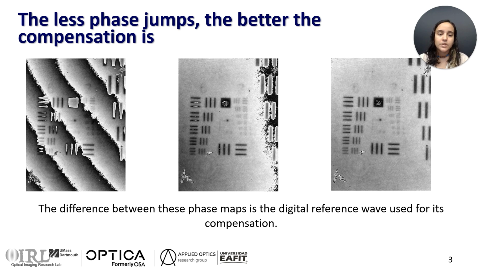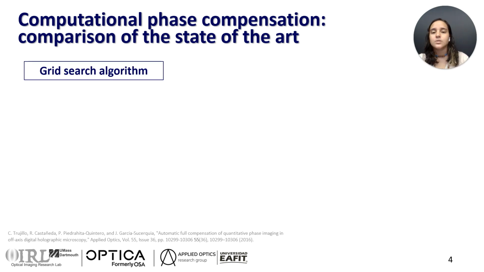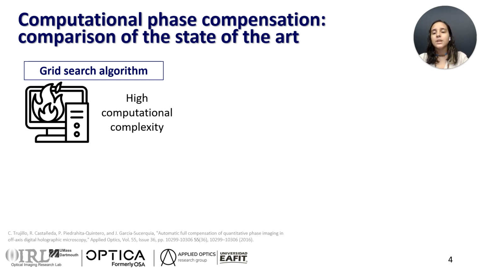So how do we perform this compensation, which is the state of the art? On one hand, we have the grid search algorithms. The main disadvantage of these algorithms is the high computational complexity that they require for their performance. This means that usually you wouldn't be able to run them on a personal computer. You'll need a very good computational station to perform these compensations.